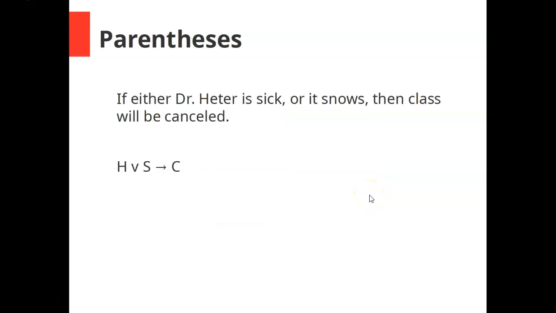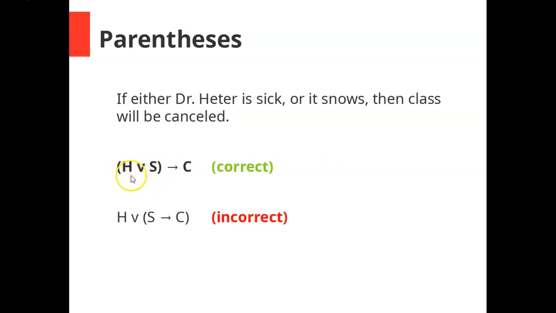Here's another example. If either Dr. Heater is sick or it snows, then class will be canceled. Right? There's a disjunction here. There's a conditional. But where do the parentheses go? Again, without parentheses, this is ambiguous. You have to add parentheses to really make it clear what it means. And it seems like the parentheses go over the H and the S, over the disjunction. If H is true or S is true, then C is true. If Dr. Heater is sick or it snows, then class will be canceled. That seems to be the structure of the sentence, and it's not the other one.